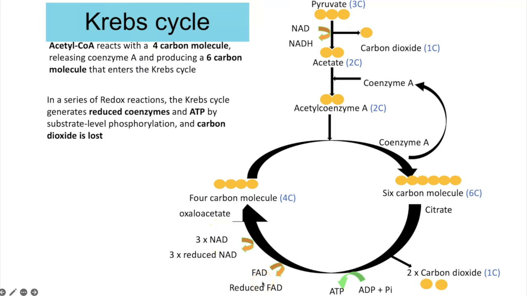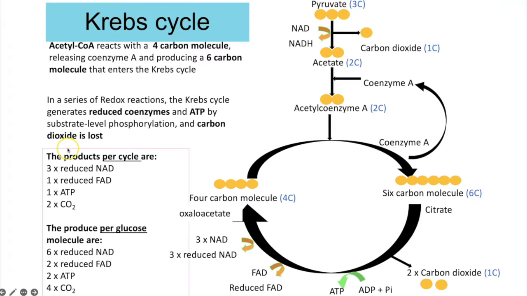They're picking up the hydrogen that's being released from the carbon compound. So we end up making lots of reduced coenzymes. We have 2 carbon dioxides that are going to be lost, and that's how we go from a 6 carbon back to a 4 carbon molecule. And then we also have 1 molecule of ATP being produced at this stage. So from one round of the Krebs cycle, we get 3 reduced NAD, 1 reduced FAD, which is another coenzyme that picks up hydrogens, 1 ATP and 2 carbon dioxides.